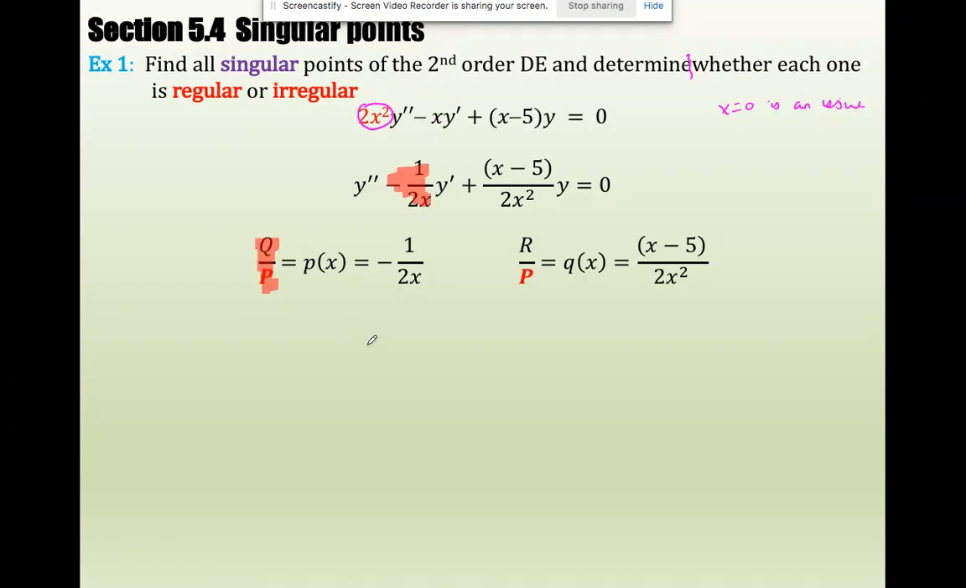And your book calls that little p. And identify this function r in front of y divided by the function p. Your book calls that q of x. And I'm going to evaluate their limits. Take my singular point, because honestly, right, this is really 2 times x minus 0, and this is really 2 times x minus 0 squared.